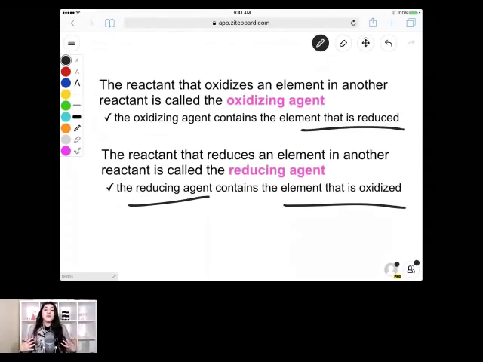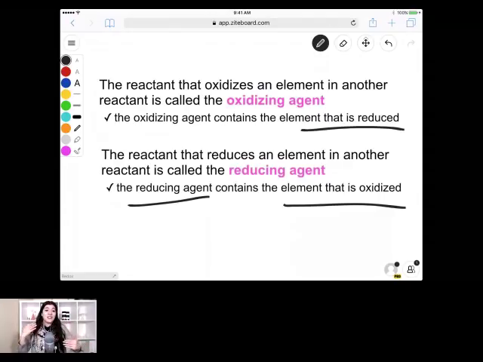So that's something to definitely know. Whenever we're looking for those agents, it's going to be the opposite of what I'm anticipating or what I'm thinking. I know that the oxidizing agent is actually going to be the element that's being reduced, and the reducing agent is going to be the element being oxidized. All right, so just knowing that back and forth, now it's about understanding what is being reduced based on what we just learned, and what is being oxidized.